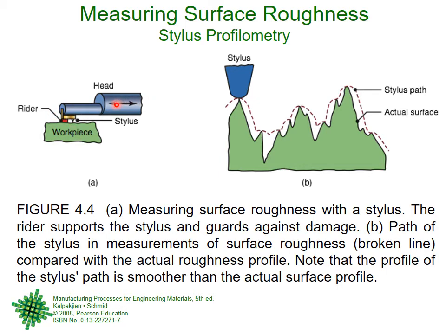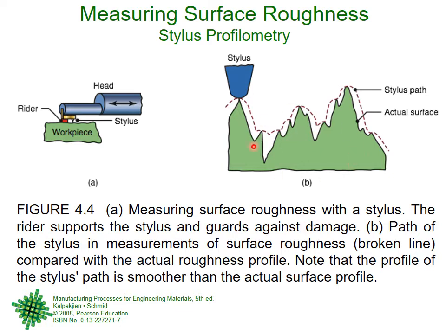So this machine allows this whole thing to move along the surface and to take lots of readings. And internally, there is a computer program and a control mechanism so that the stylus goes up and down, measuring the positive or the negative deviations on the surface from the nominal one that should have been there, and it takes all the measurements. So here we are writing just that, measuring surface roughness with a stylus. The rider supports the stylus and guards against damage.